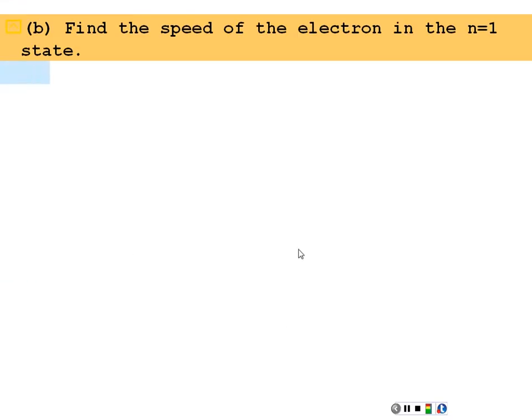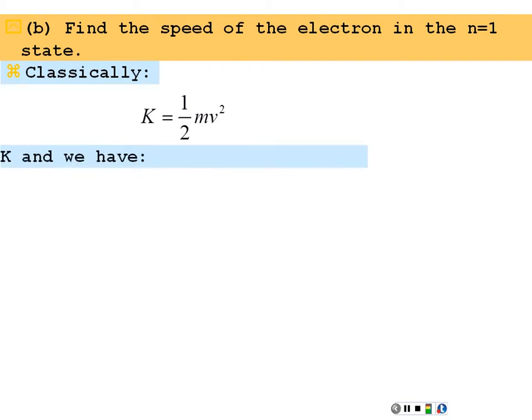Find the speed of the electron in the n equal 1 state. Well, we're in a box, we're bound, there is no potential energy, so all the energy we have is kinetic energy. Classically, we would say that our kinetic energy is 1/2 the mass times velocity squared.